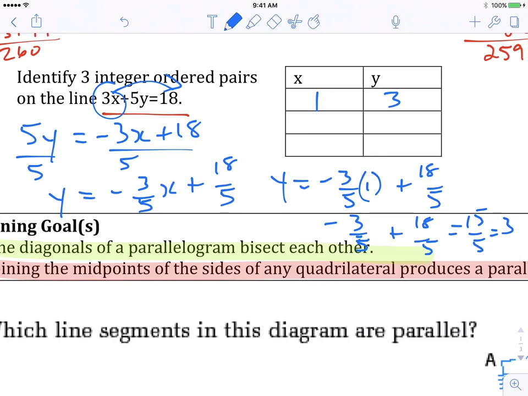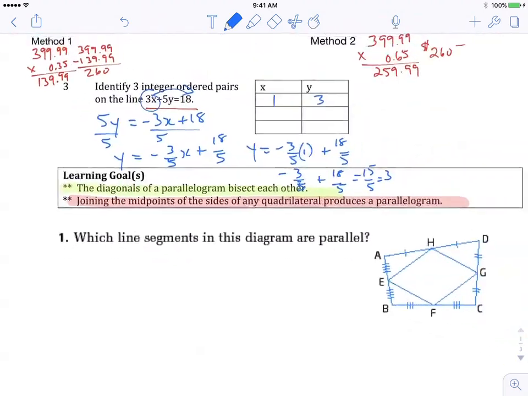It really doesn't matter if the ordered pair has a fraction. They don't have to end up being whole numbers, as long as you plug in any number for x and solve for y. And I'll look at your work next day and we'll take a look at that together.